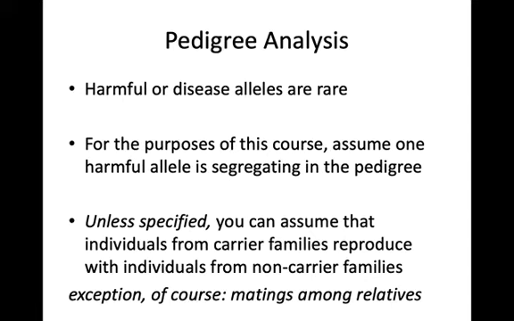And so, to be clear, unless specified, you can assume that individuals from carrier families, so a family that might carry a recessive mutation, when individuals in that family reproduce with other individuals, they will usually be mating with non-carrier families. And of course, the exception is in mating among relatives, because then that's within a family. So a rare allele could be present in those two individuals because they're within a family.